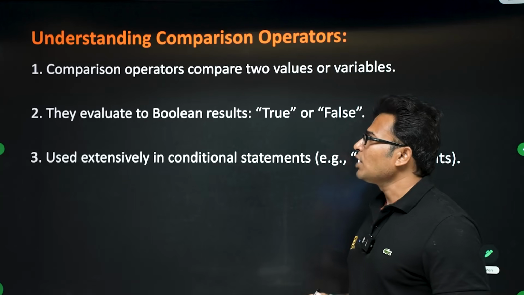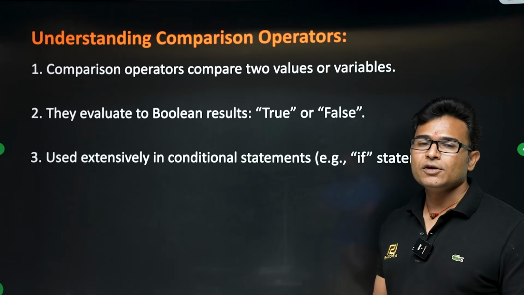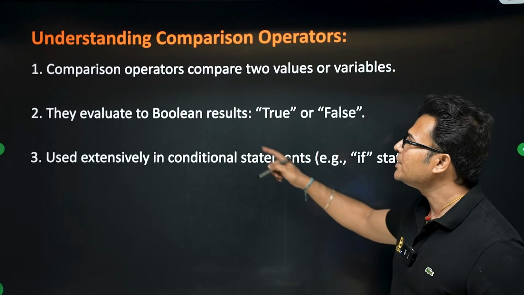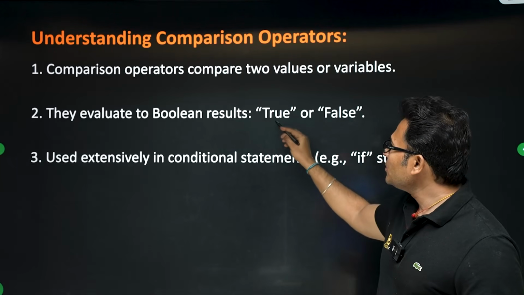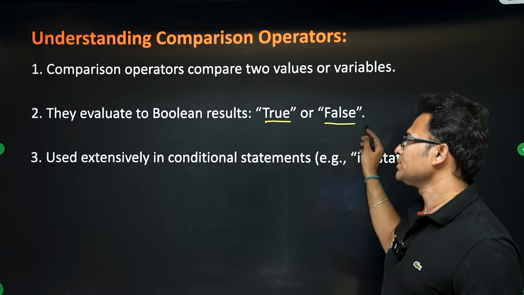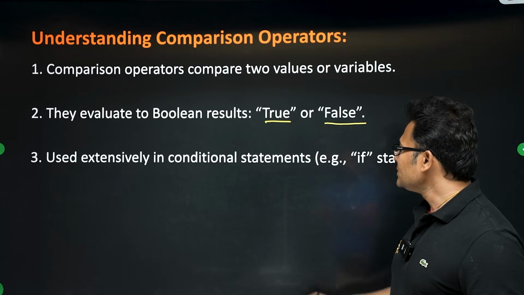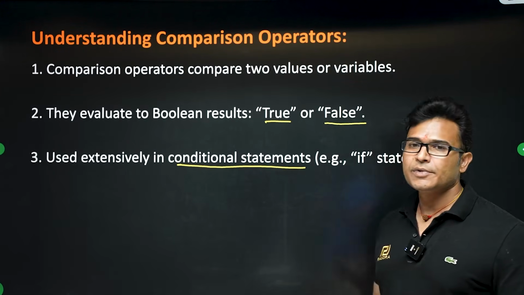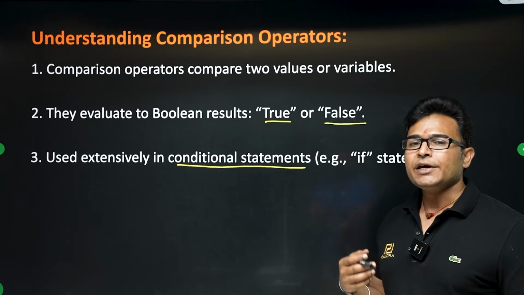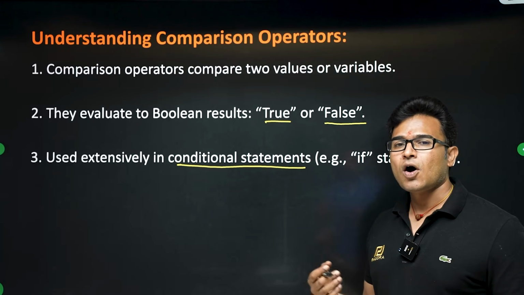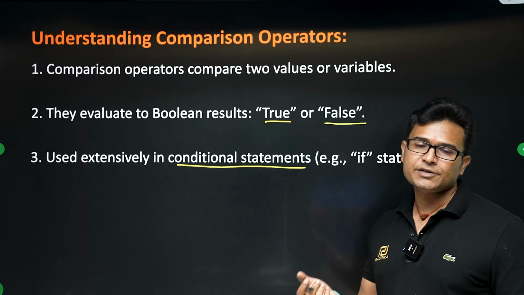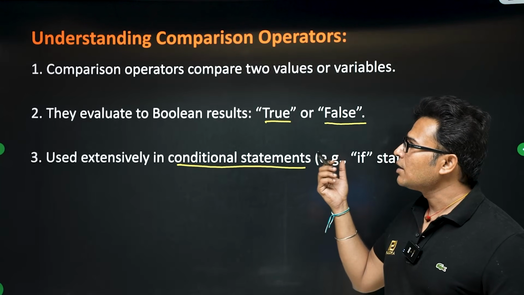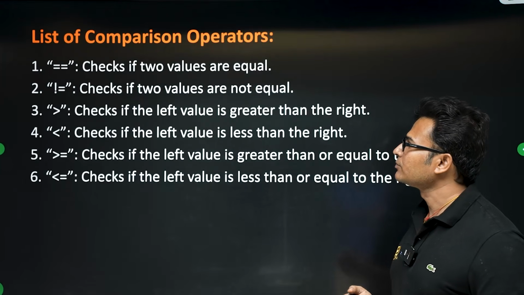So whenever you do a comparison operation on two values or variables, the output will be a Boolean value, which will be either true or false. This is extensively used in conditional statements. Conditional statements means like the if statement, while, do while, all those places, whenever a condition is required, we are going to use this comparison operation.